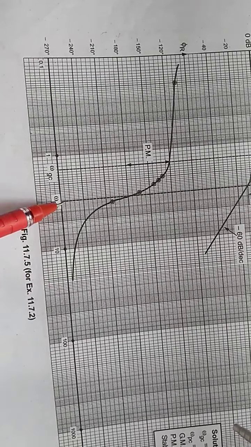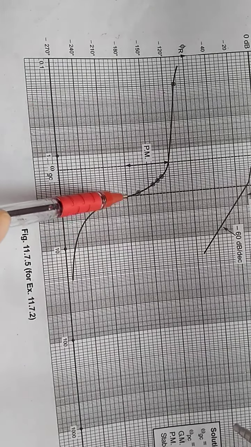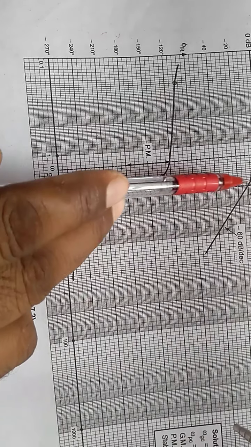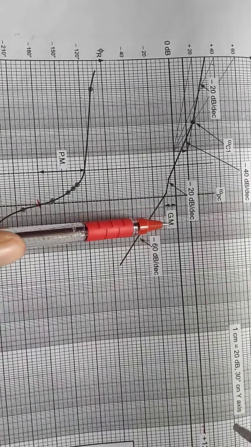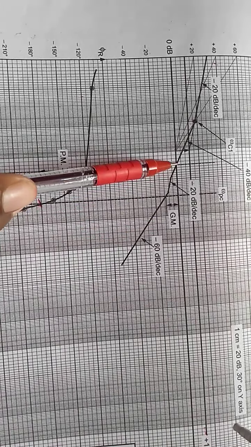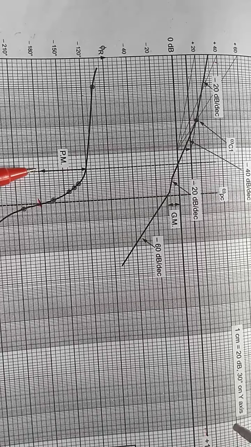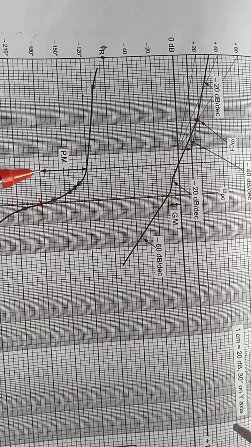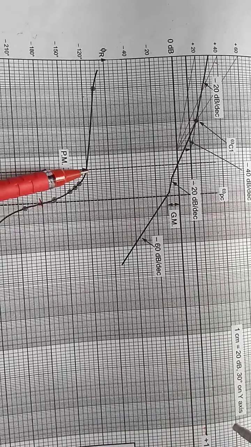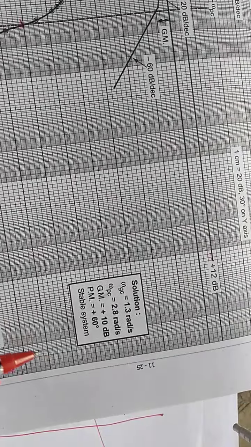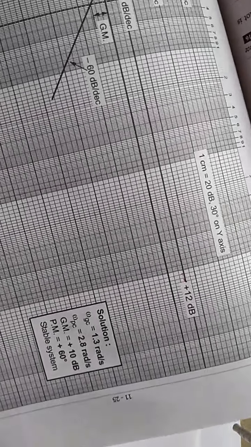The rest of the steps are the same. Where it crosses the 180 degree line, this crossing point is projected towards the magnitude plot, and we will get the gain margin. And where it crosses the 0 dB line, projected towards the phase angle plot, we will get the phase margin. Clear? So this is the phase margin value. The corresponding frequency, whatever you get, will be written here. These are the steps. Clear?